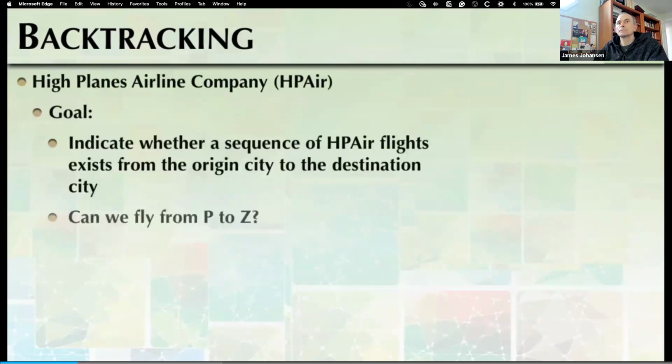Let's look at an example of that. Let's take the High Plains Airline Company, HP Air, and our goal is to figure out whether HP Air has flights that go between two cities.